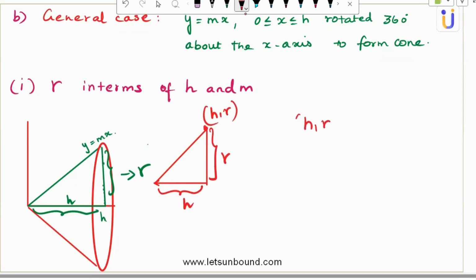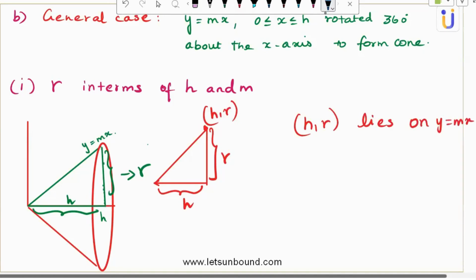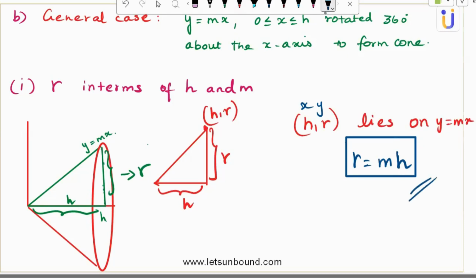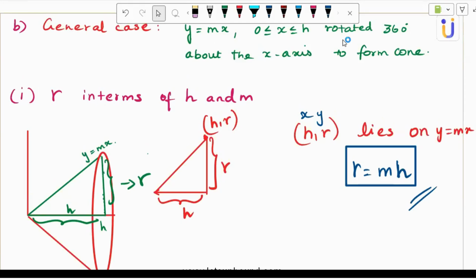So h comma r lies on y is equal to mx. At the edge it lies on. So we can substitute. This is your x, this is your y. So I will get r is equal to mh. So I expressed r in terms of h and m. That's it. The problem is over here. And this carries just a single mark. Now we can go for the next part.